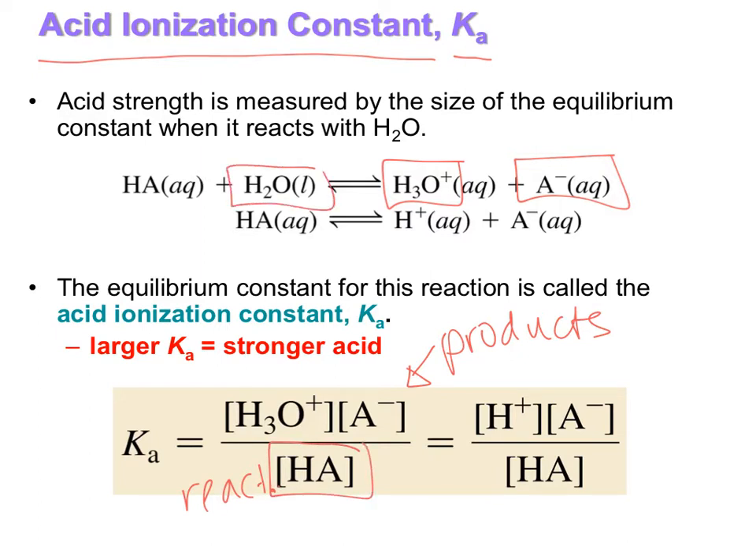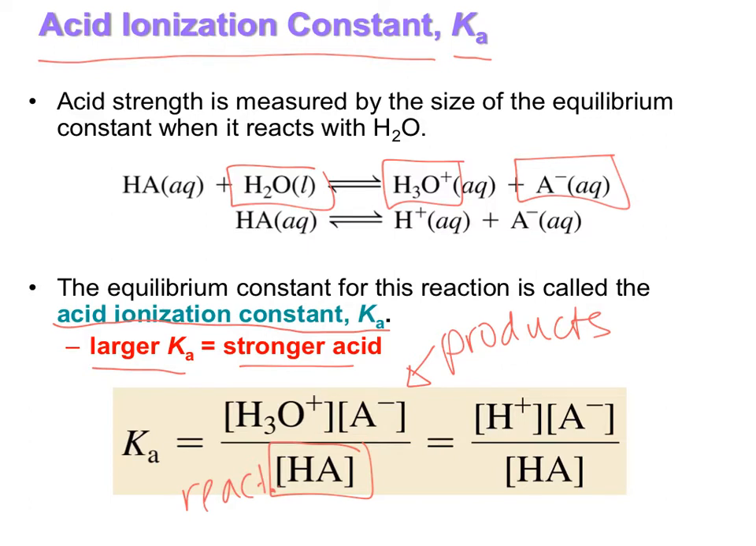Notice that water is not included here because it's a liquid. Remember, solids and liquids are not included in equilibrium constants, so the same thing applies here. We call this, again, the acid ionization constant, Ka. The little a stands for acid. The bigger the Ka, the stronger the acid.